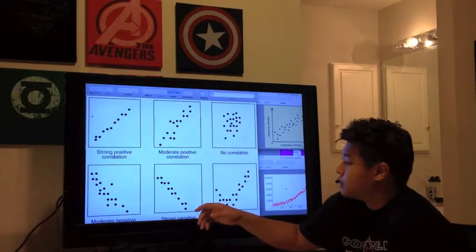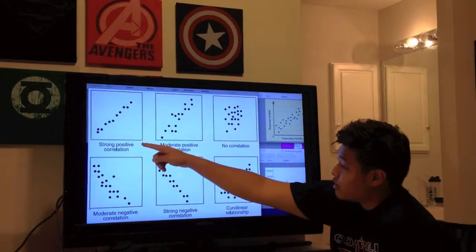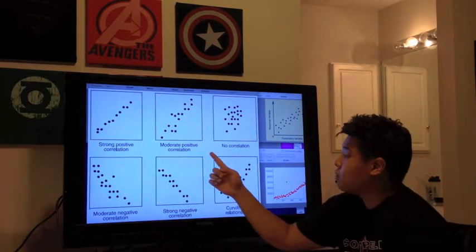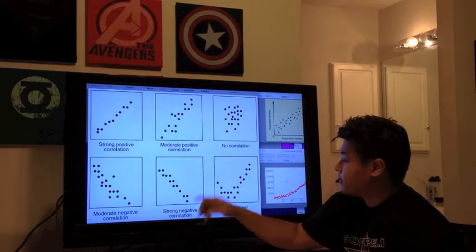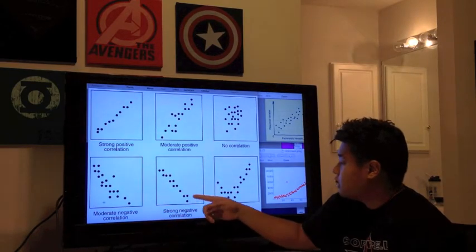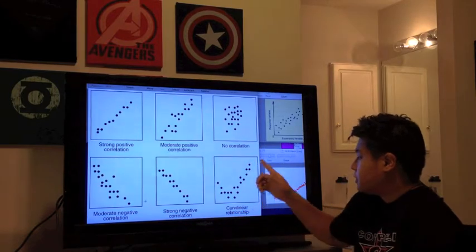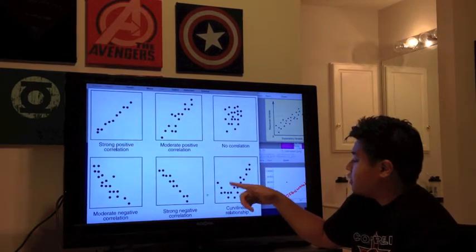And to give you some correlation examples, this right here is very strong, and it's close to 1. This right here is around 0.8. This is 0. This is no correlation. And this is moderately negative, so around -0.8. This is around -1. And this right here is a curved relationship. It has some negatives and some positives, and it shows you that it's nonlinear.